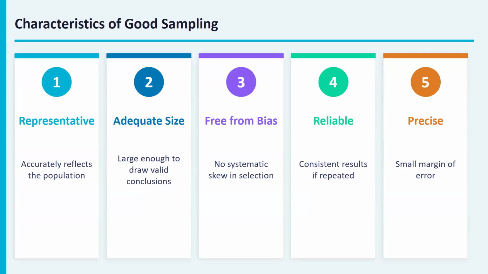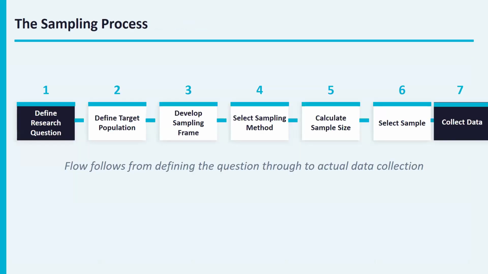So good sampling has some characteristics. It should be representative, meaning it accurately reflects the population. It should have adequate size, large enough to draw valid conclusions. Then it should be free from bias, with no systematic skew in the selection process. And then it should be reliable, meaning it should give consistent results if repeated, and precise. There should be a small margin of error.